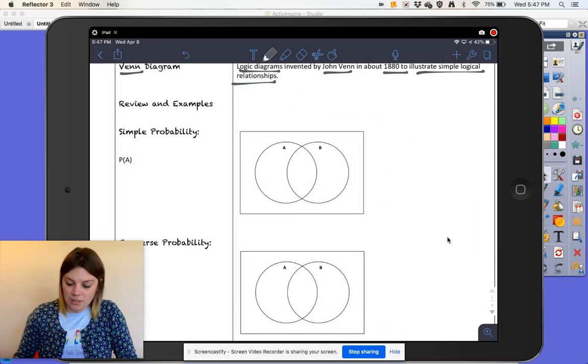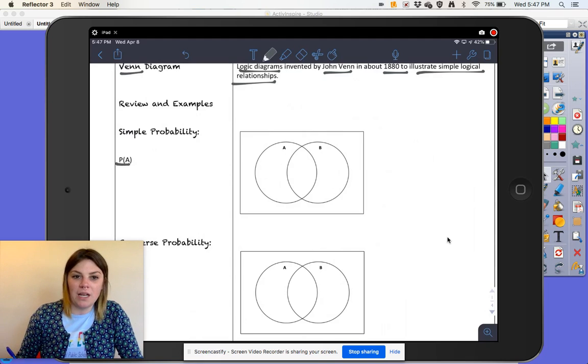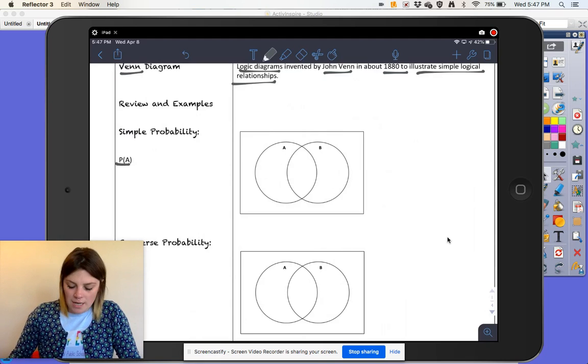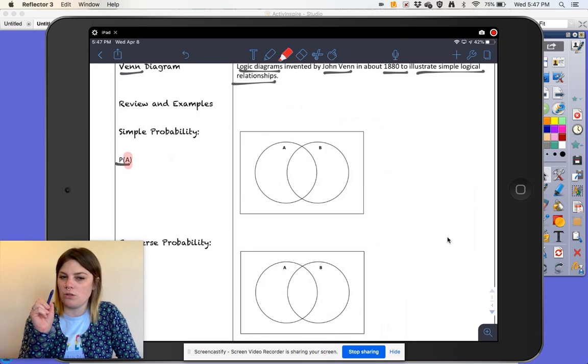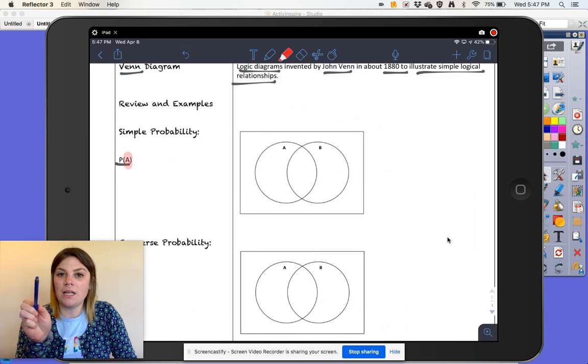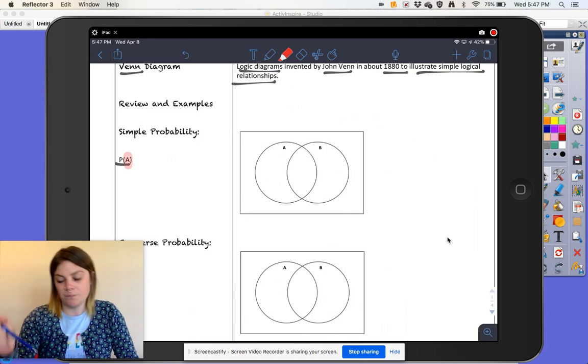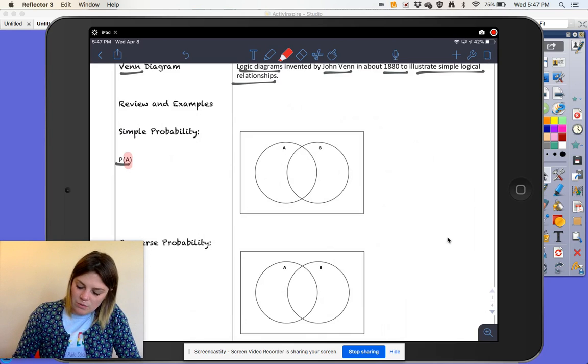Now we know this probability of A, right? We learned that last week. All we'd have to do is look for, and this is a strategy I use, I'd like you to use it too, where you highlight what you're going to highlight in the same color in the question and in the picture. So if I said, what is the probability of A? You would look for everything that's in A. Now, let's add to this a little bit.